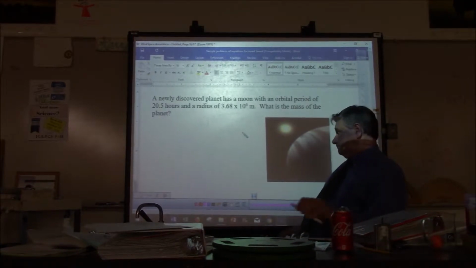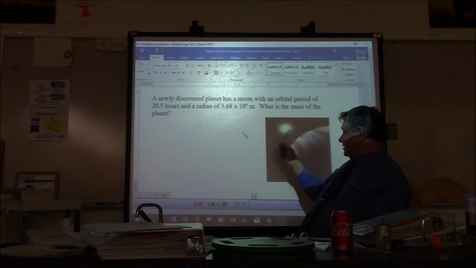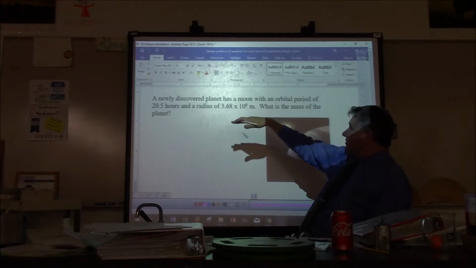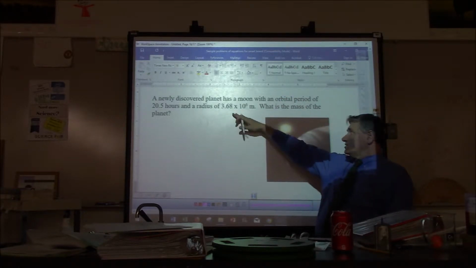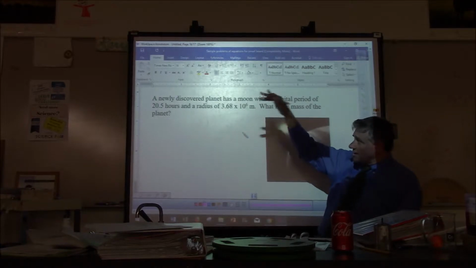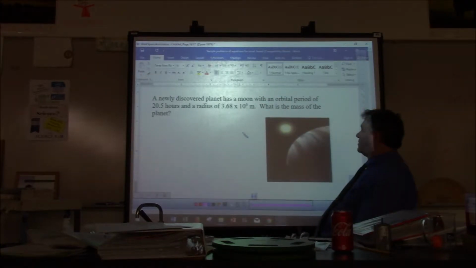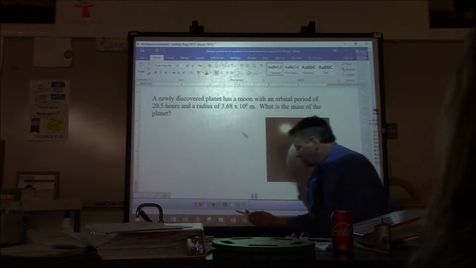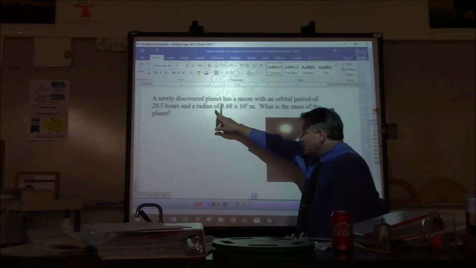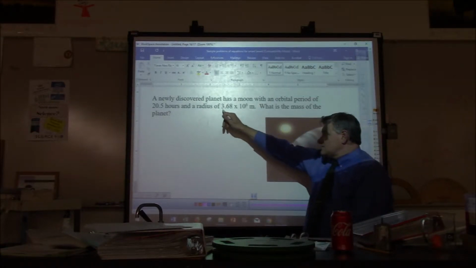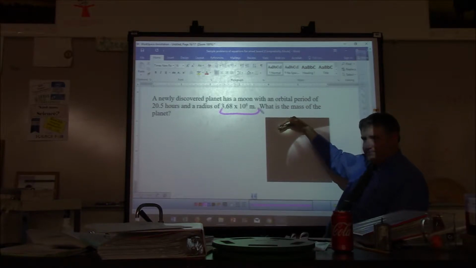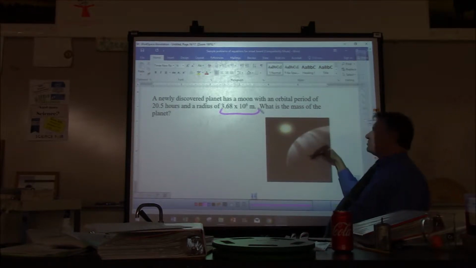So we got a new exoplanet, and not only did we find that, we found a moon that orbits it. The orbital radius of the moon is 3.68 times 10 to the 6 meters, and its period is 20.5 hours. I want to find the mass of the planet. So here's what you have to visualize. Is that 3.68 times 10 to the 6 meters the distance from the surface to that moon, or the distance from the center of the planet out to that moon?